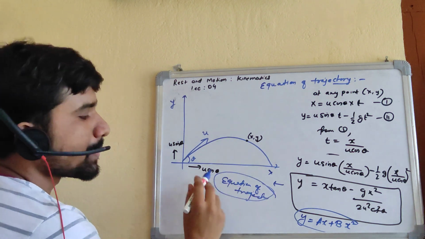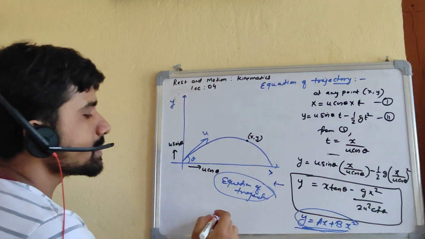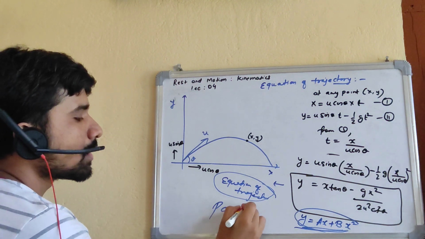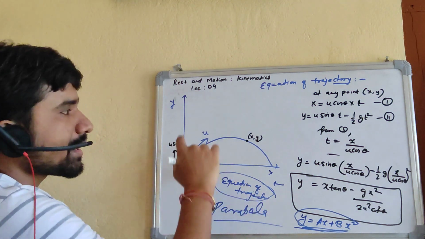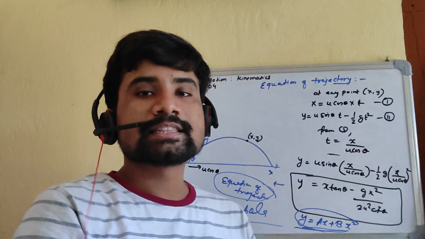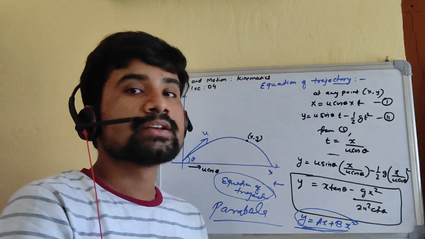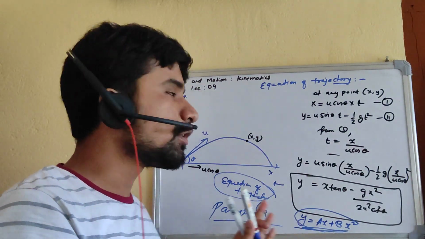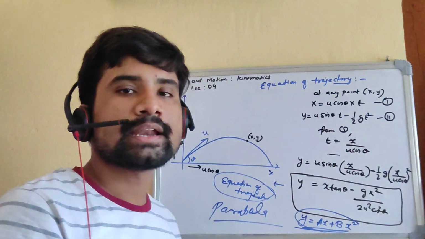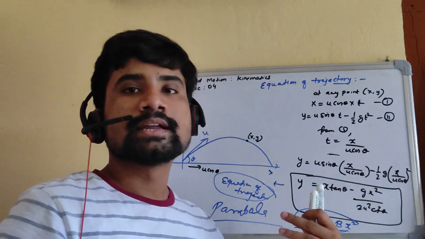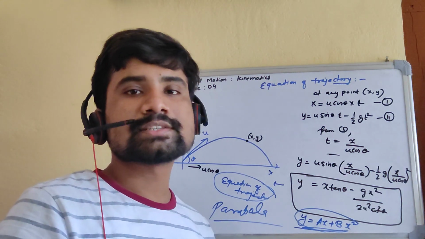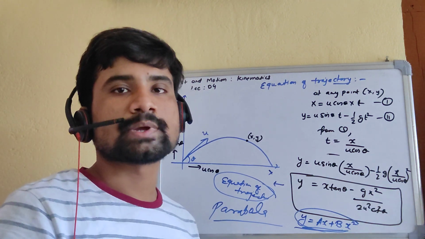The shape which follows this equation is called a parabola. So the trajectory of this projectile is nothing but a parabolic trajectory, right? During its motion, it follows a parabolic journey. We will discuss more on this trajectory and geometry in coming classes, and we will solve numericals on this particular topic. Till then, thanks.